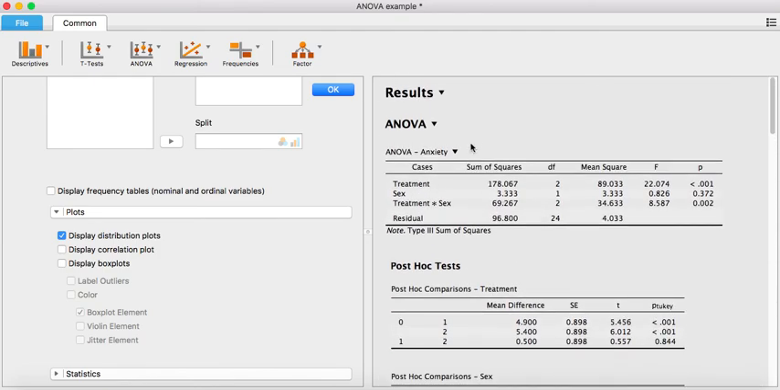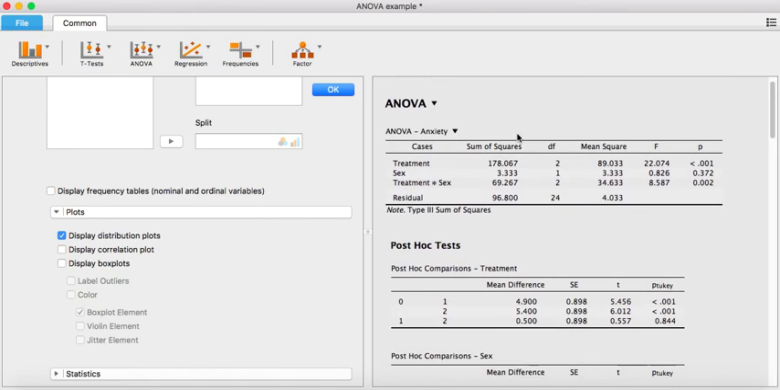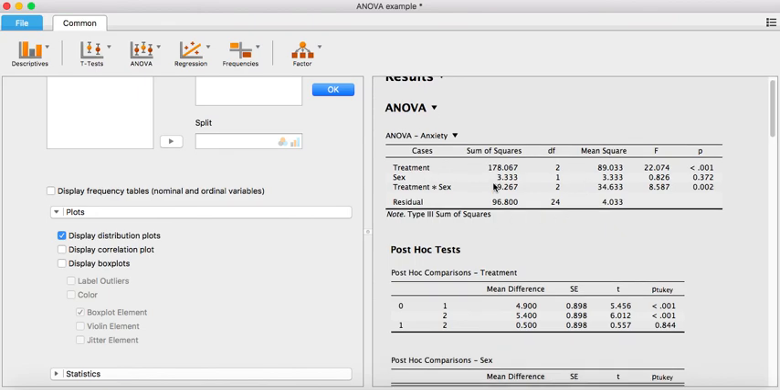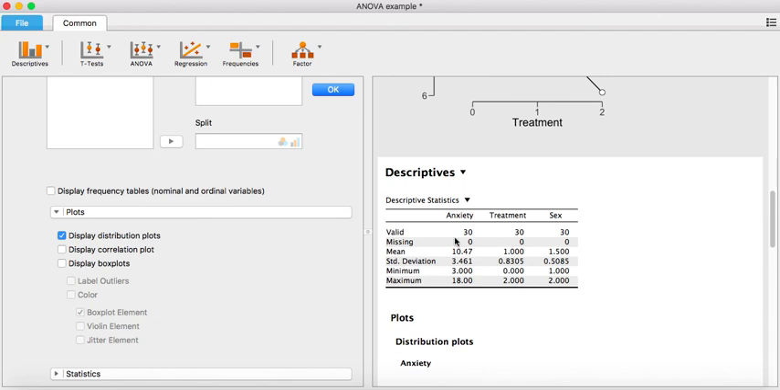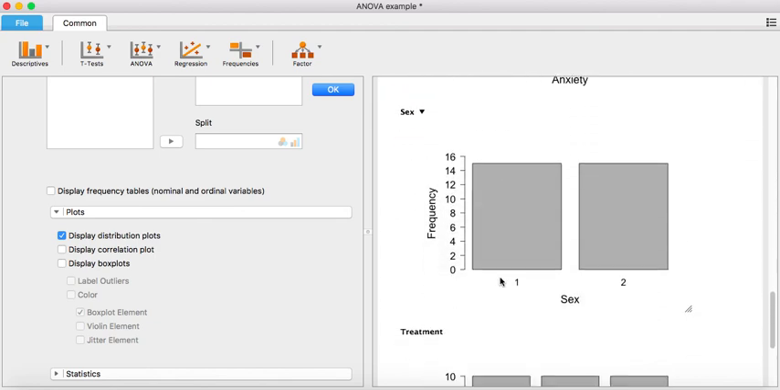This is all you need to know to generate outputs for an ANOVA. We have our ANOVA analysis, our post hoc tests, our descriptive plot, our descriptive statistics, and our histograms.